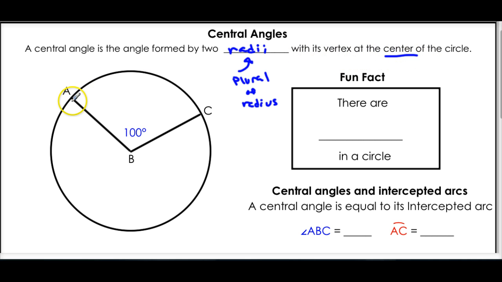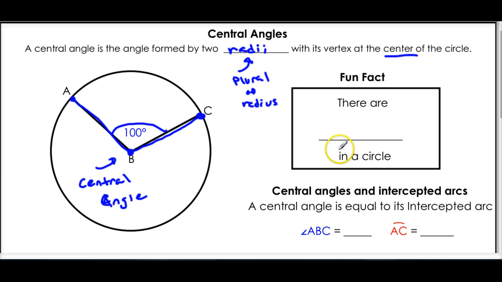So we have an example right here. We have AB, which is a radius because it starts in the circle center, and we have BC, which is a radius. And this forms an angle, and that is 100 degrees. This would be a central angle, right? It's in the center, and it's an angle. Pretty intuitive name. So that is a central angle.